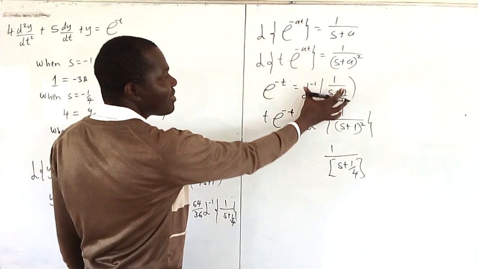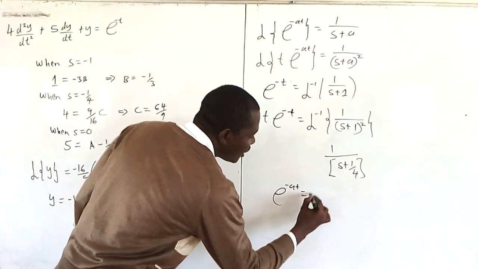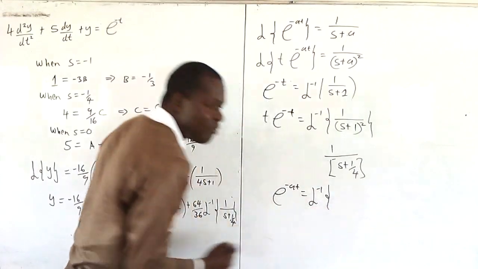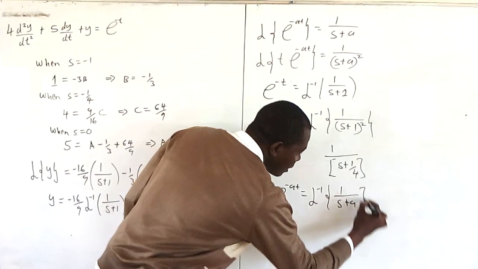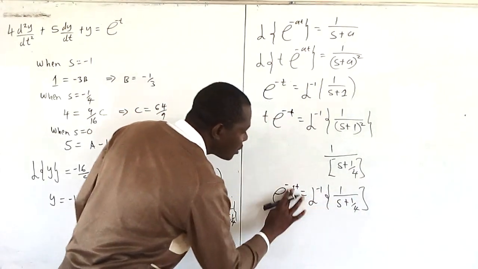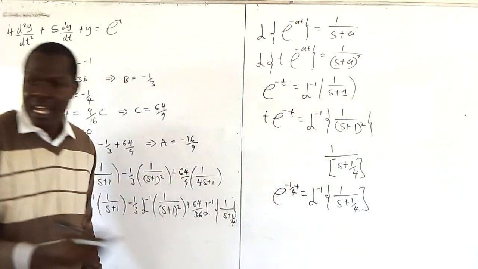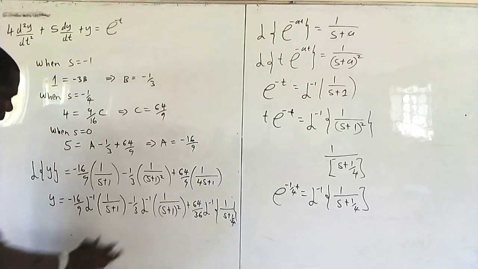And it is the same as that. You say exponential negative at is the Laplace inverse of 1 over s plus a. So your a here is 1 over 4. Are we together? So you substitute them here.